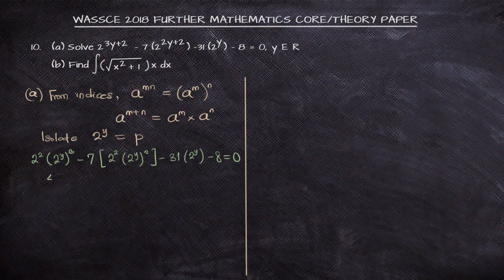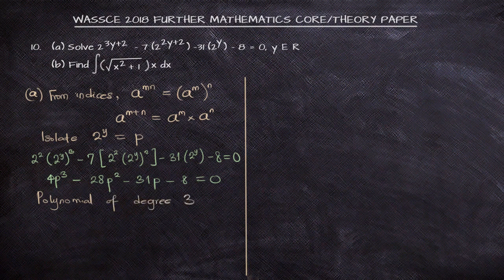By the time we put in our p for 2 raised to power y, this will be 4p raised to power 3, minus 2 raised to power 2 is 4, times 7 is 28p squared. Now minus 31p and minus 8 is equal to 0. And now with this, we have resolved to get a polynomial of degree 3. This is a polynomial of the 3rd degree, and we will need to find a way to solve this polynomial so that we can find the value of y.